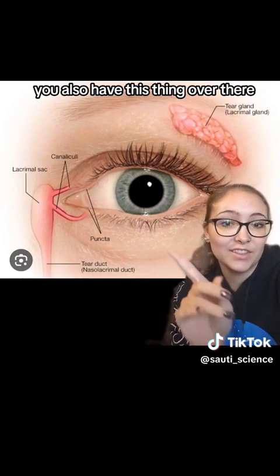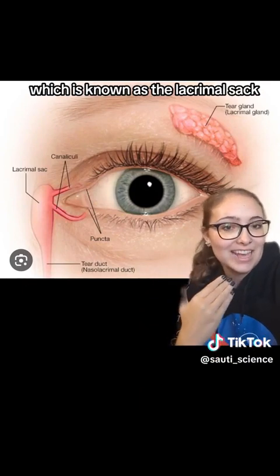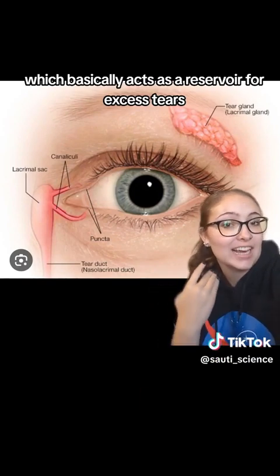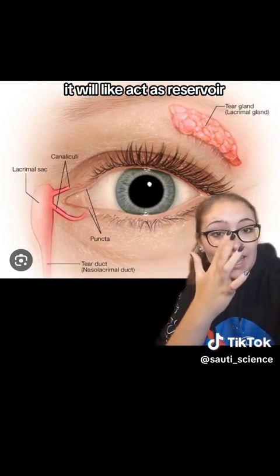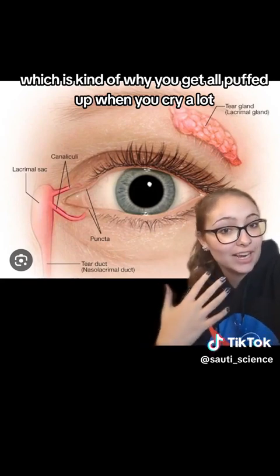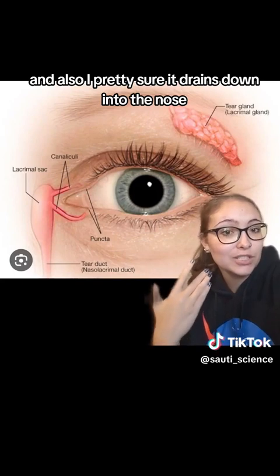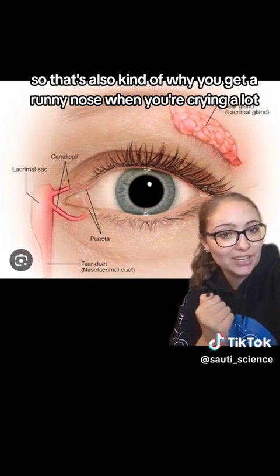You also have this thing over there, which is kind of right here, which is known as the lacrimal sac, which basically acts as a reservoir for excess tears. So if you're crying a lot, it will act as a reservoir, which is kind of why you get all puffed up when you cry a lot. And also, I'm pretty sure it drains down into the nose, so that's also kind of why you get a runny nose when you're crying a lot.